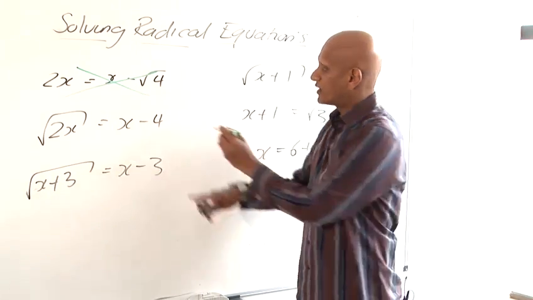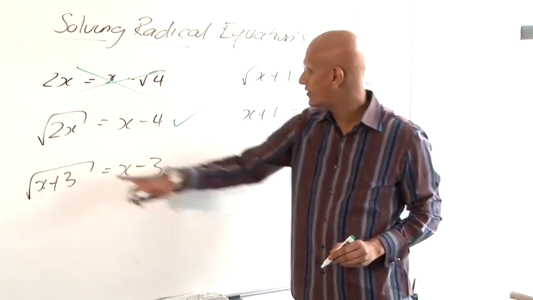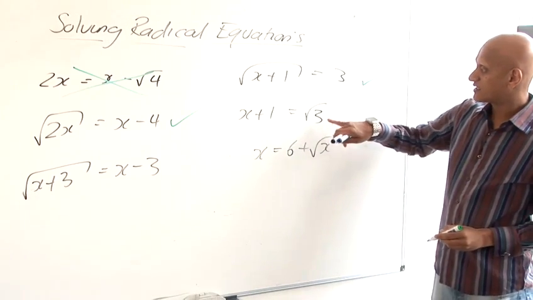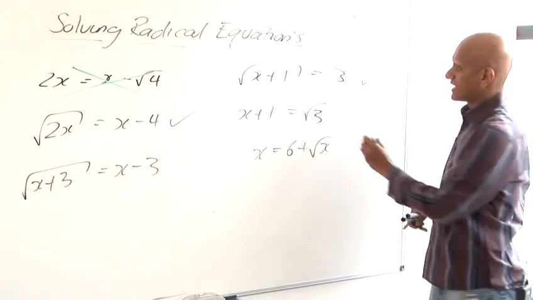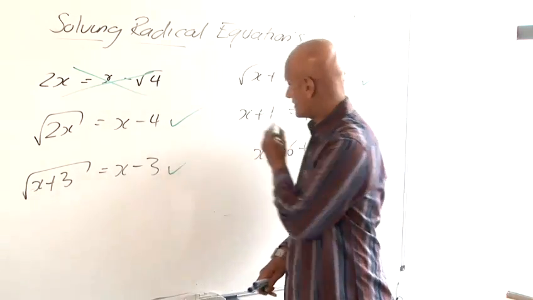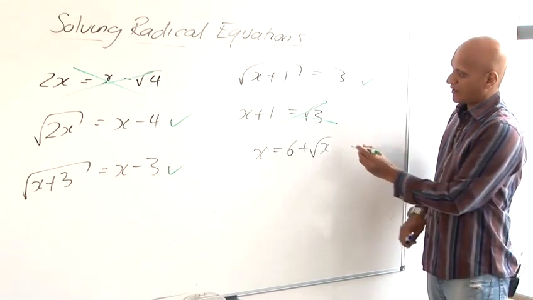That again would be a radical equation. X is inside the square root. This one wouldn't be a radical equation. X isn't inside the square root, it's just the square root of 3. So that's not a radical equation. This is a radical equation. And this again is a radical equation.